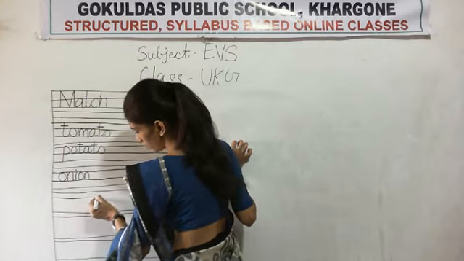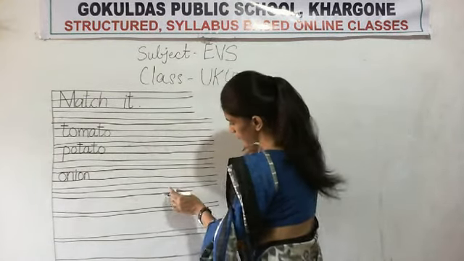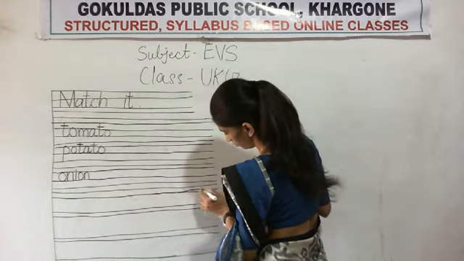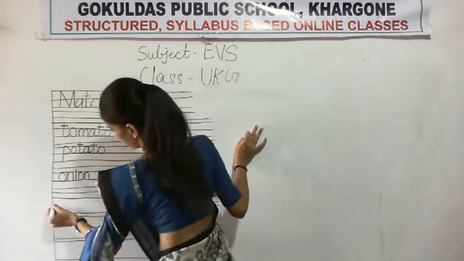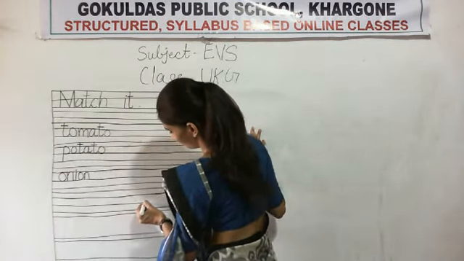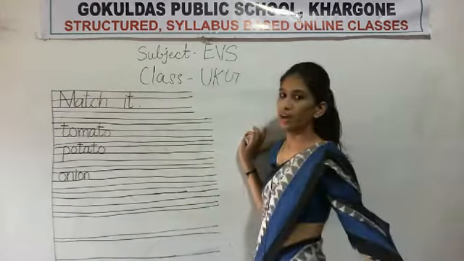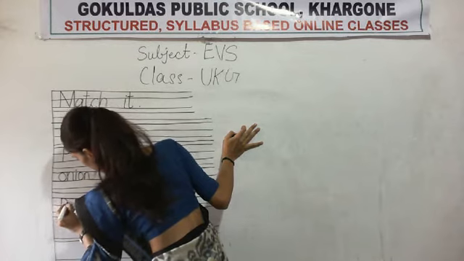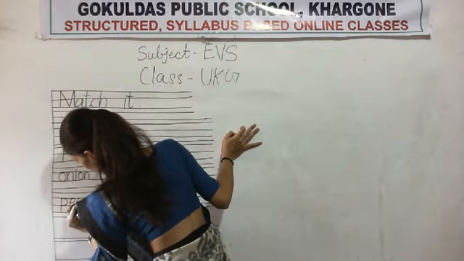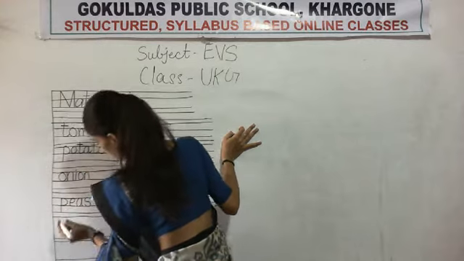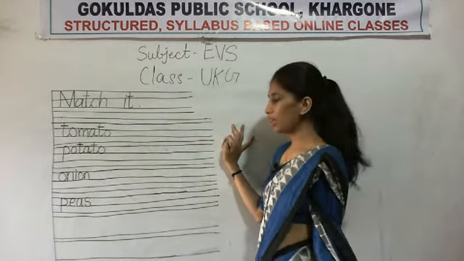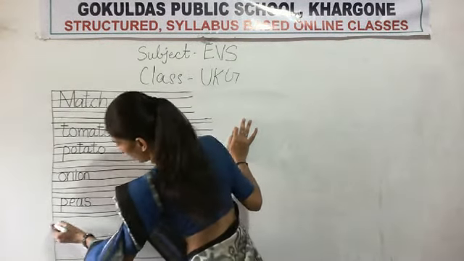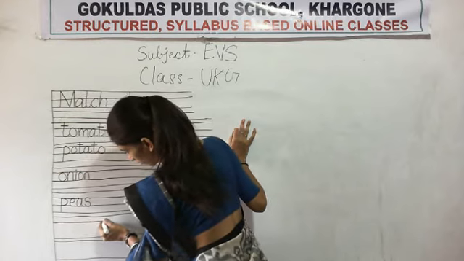Now write next spelling. Next spelling, peas. P-E-A-S, peas.